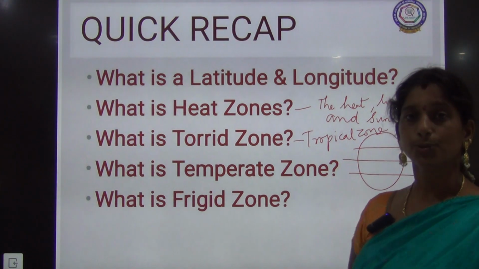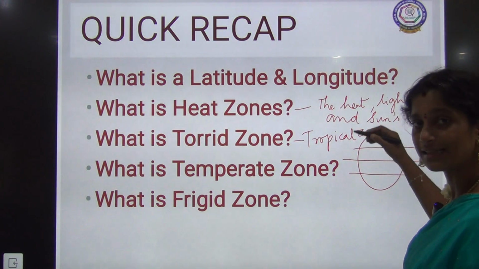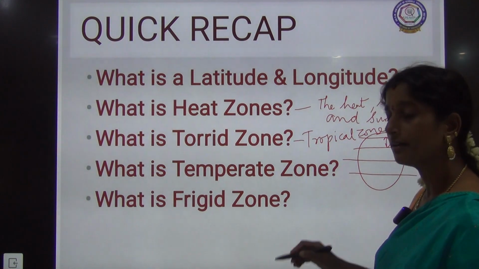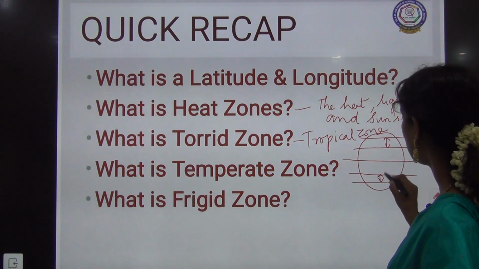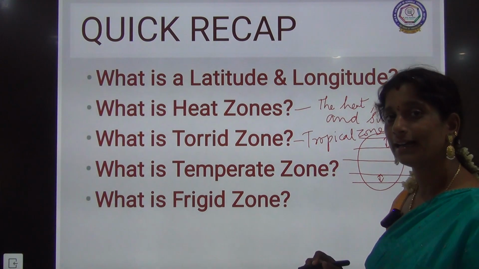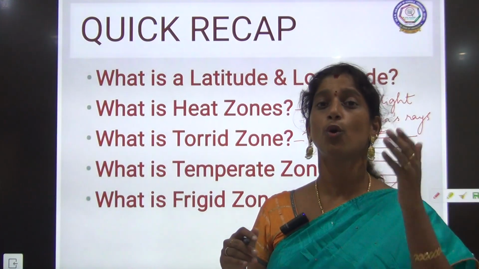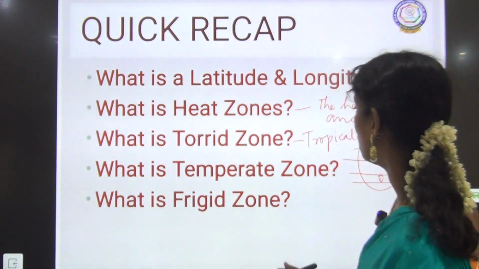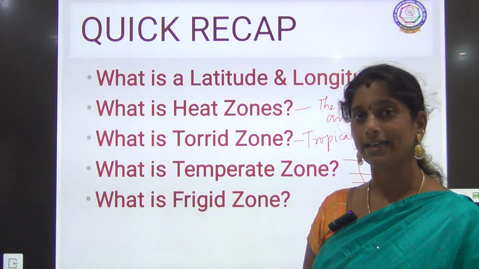Then temperate zone. Temperate zone is nothing but the area between the Tropic of Cancer and the Arctic Circle in the northern hemisphere, and the Tropic of Capricorn and the Antarctic Circle in the southern hemisphere. This area receives less heat when compared to the tropical zone. The tropical zone receives more heat because the sun's rays directly hit it, and the temperate zone receives lesser heat, right.